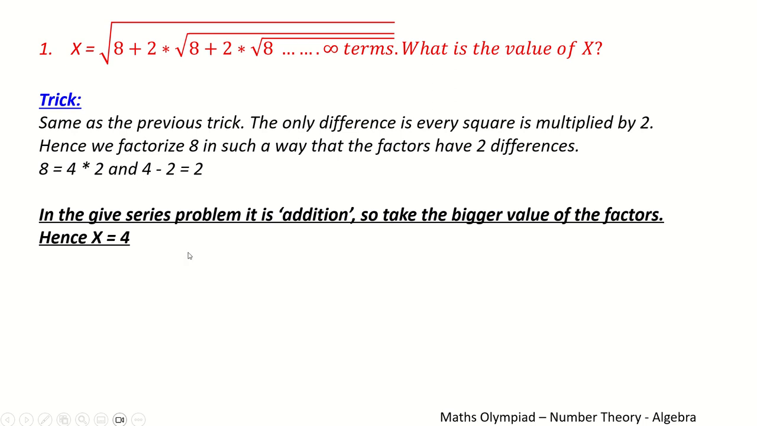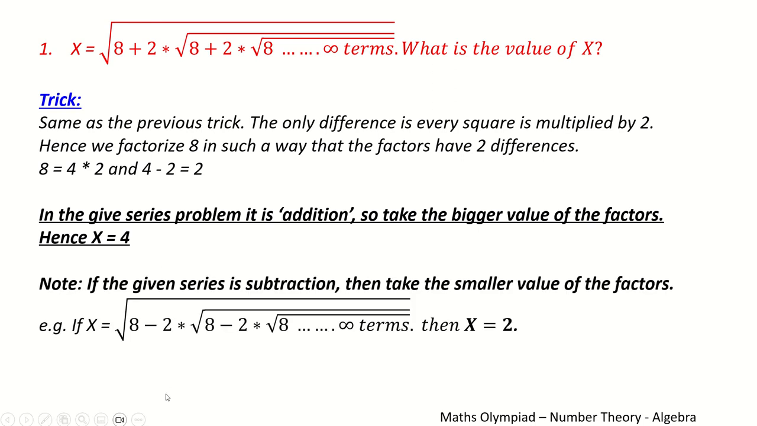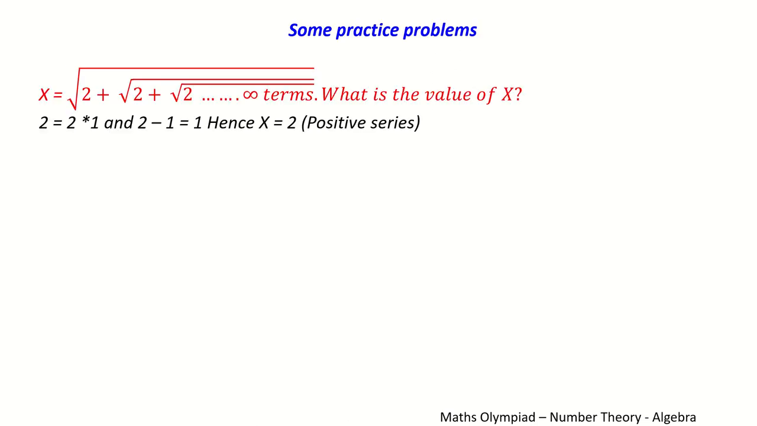So the given series is positive, so you just take x as the higher value, which is 4. If it is negative, then you get the lower value as the answer, so x equal to 2. So this is more generic, and in the previous case we were doing a difference of one because there is no multiplicative factor, which means it is 1 star, right? So this is more generic. So let's solve some practice problems here.